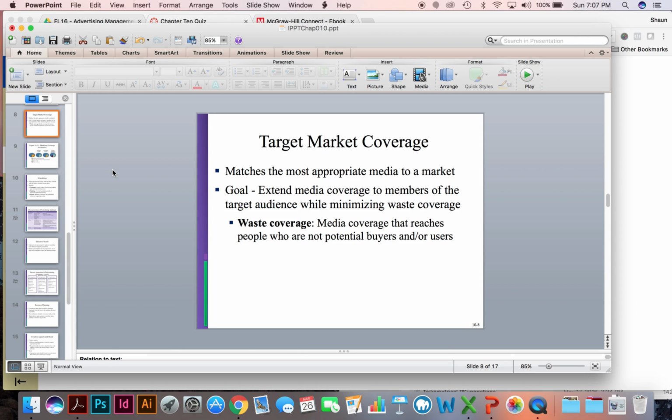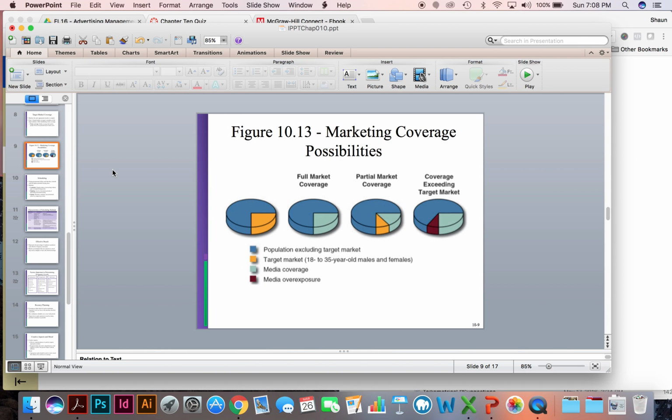Think about this. Think about billboard advertising. Let's say you're an advertiser, you're a company, and you buy a billboard. Hundreds of thousands of people may drive past your billboard, but is really every one of them a potential customer? There's a lot of waste in those billboard ads, similar to TV advertising. So if you take a look at the possible coverage possibilities, these diagrams will show you illustrations of full market coverage, partial market coverage, and coverage exceeding target market.